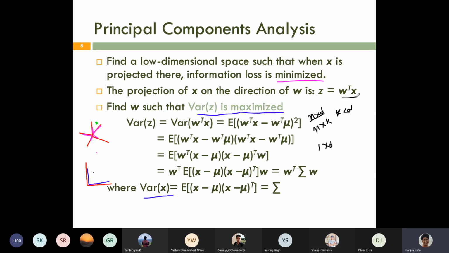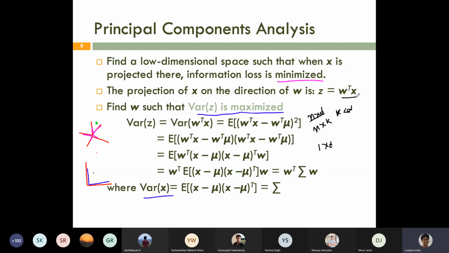Was I clear? Yes, ma'am. But I have one more doubt. Yes. What would be the dimensions of Z? If there are n data points in X, then there should be n data points in Z as well, right? So yeah, Z is anyway K cross G.